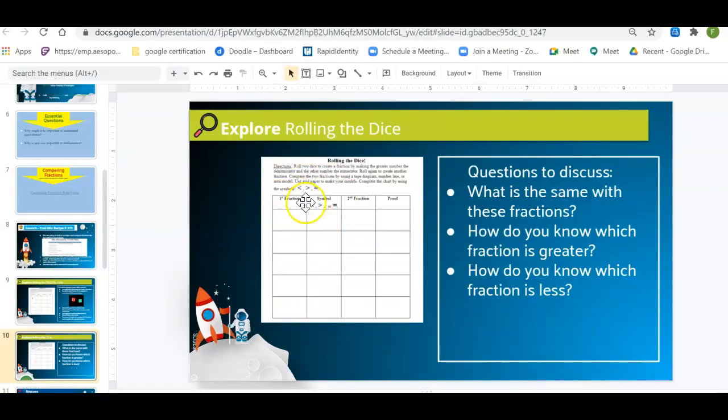And as you play the game, guys, some questions that I want you to consider as you actually roll the dice and as you write down your fractions and as you compare them. Questions to consider: what is the same with the fractions, the two that you compared? How do you know which fraction was greater? And how do you know which fraction is less? So be able to discuss those.